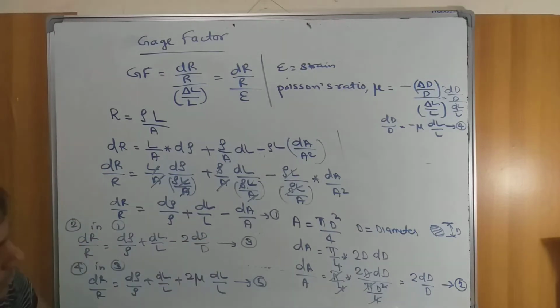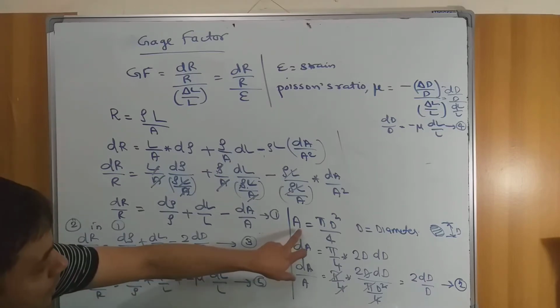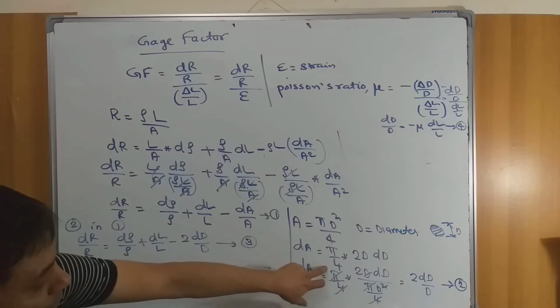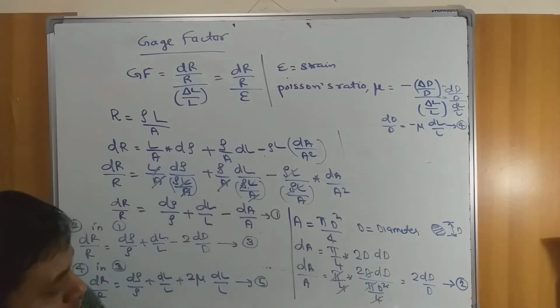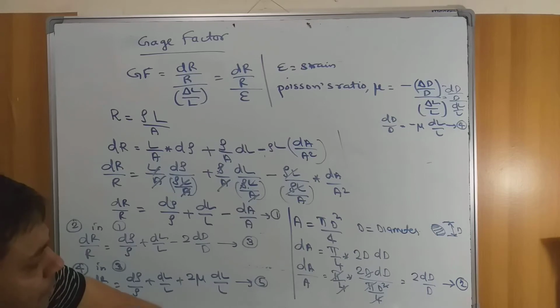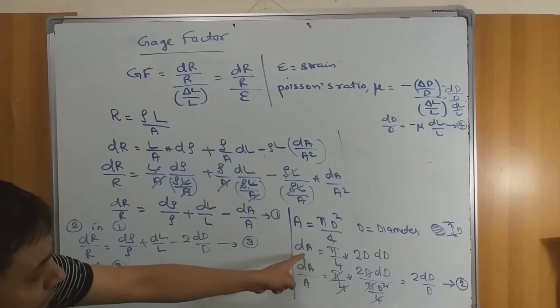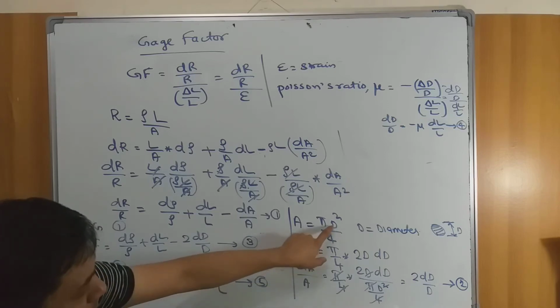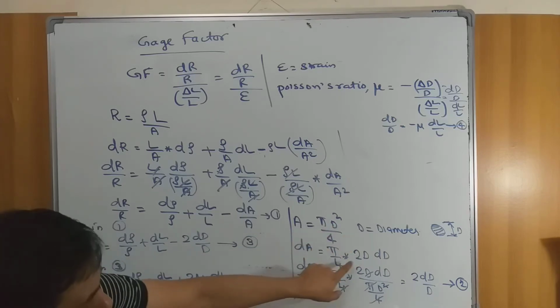Now we know that the cross-sectional area of a circle, A, is equal to pi d square divided by 4, where d is the diameter of the circle. Now dA is equal to pi by 4 into 2 into 2d into dd. It can also be considered like dA by dd. So if you say dA by dd, we are differentiating A with respect to d, so dA by dd is equal to pi by 4 into 2d.